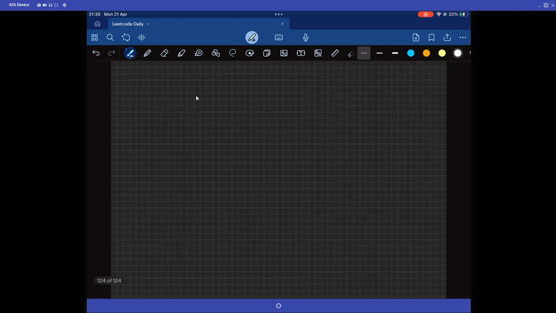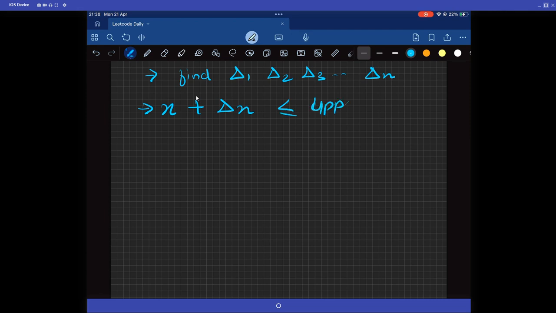So let us try to sum up the algorithm. First, we need to find delta 1, delta 2, delta 3, delta n. If we start with any number x, then x plus delta n should be in our range: it should be greater than or equal to the lower and less than or equal to the upper. So to validate whether a sequence is in our possible answers or not, we have to find the delta lowest and the delta highest.